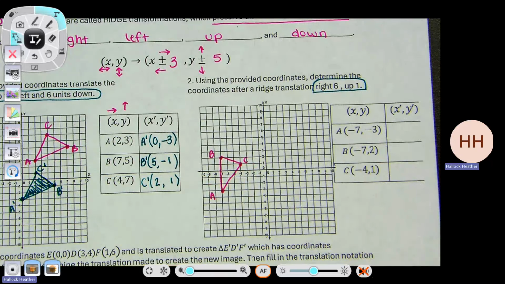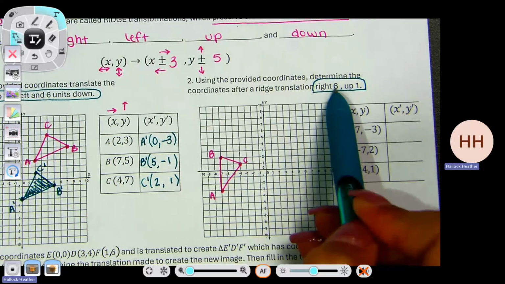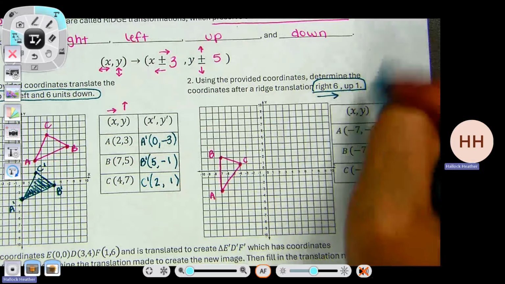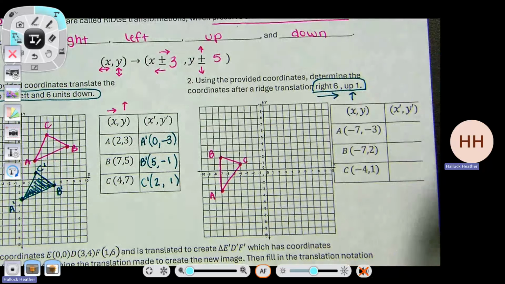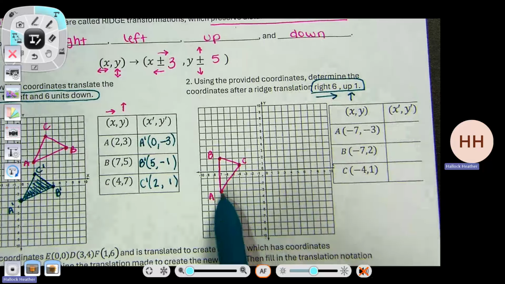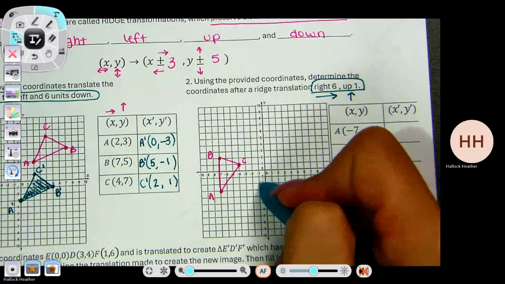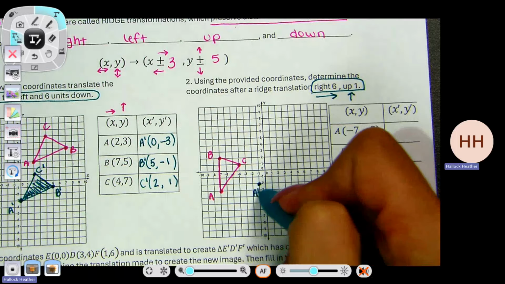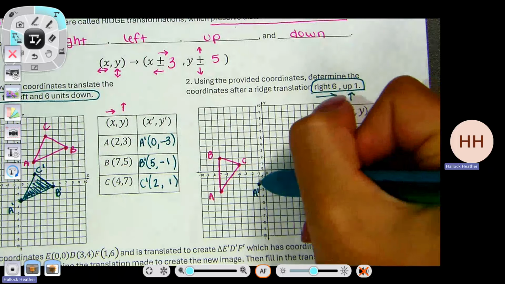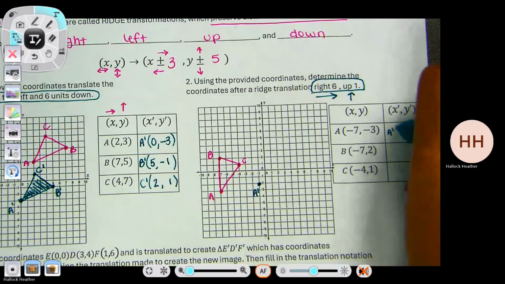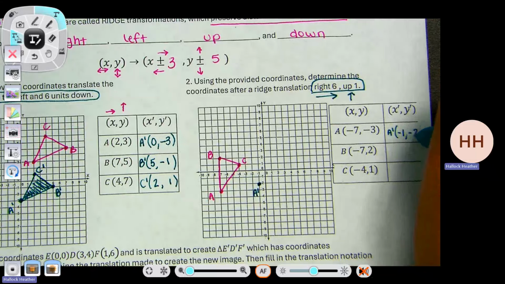We're going to take our triangle and we're going right 6. We're going up 1 and figuring out where it's going to end up. So let's start with A. Going right 6, 1, 2, 3, 4, 5, 6, and then up 1. So A prime, the new A, is at -1, -2.